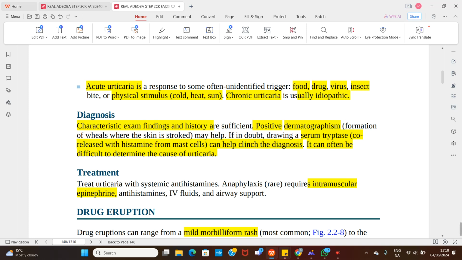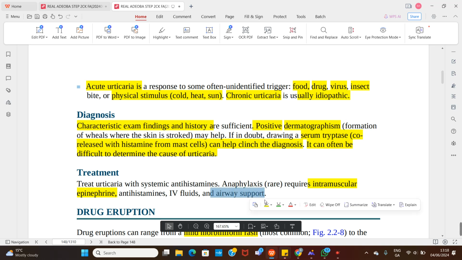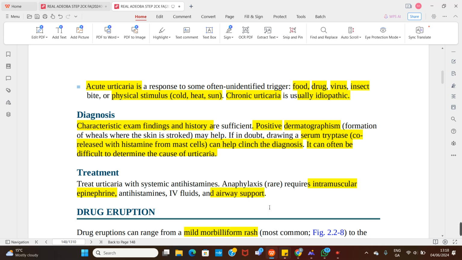You can add your antihistamine with it, and because the patient is hypotensive, you have to administer intravenous fluids. And if there's a need to take care of the airway, provide airway support. Very, very important. So once you see that the patient is going towards anaphylactic shock, IM epinephrine is the first thing. If the patient doesn't have anaphylactic shock, just give your systemic antihistamine and you will be okay.